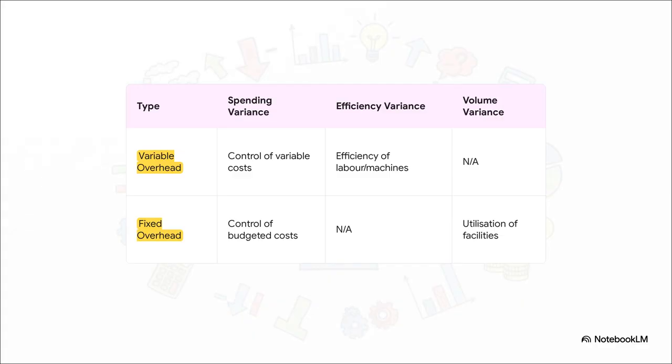Okay, let's use this to break it down. Don't worry, we'll go slow. Look at the top row, variable overhead. Just like with labor, we have a spending variance. Did we spend more per hour on things like indirect supplies than we thought we would?